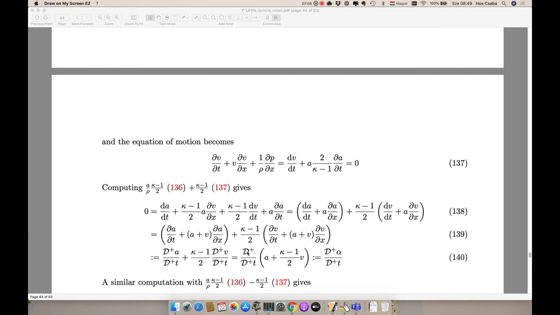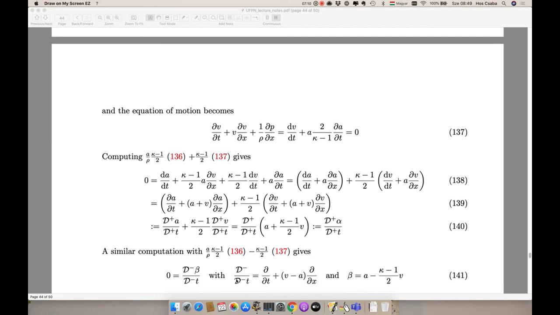Then again, if you work with these equations, you can easily derive characteristic equations. So again, you have something like dA over dt plus something times dV over dt. The characteristic equations look like this. Again, the derivative of a Riemann invariant, which is beta, along special lines is 0, and now the Riemann invariant is A minus (kappa minus 1) over 2 times V.